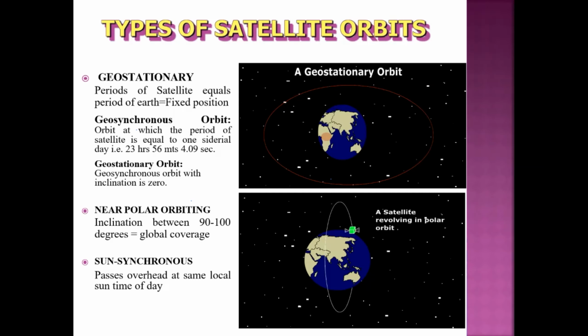In a geostationary satellite, the period of the satellite is equal to the period of the Earth. So that is why it seems to be at a fixed position. It is an orbit in which the period of the satellite is equal to one sidereal day, that is 23 hours 56 minutes 4.09 seconds. This is the accurate value, and overall we say 24 hours in a day. So that is the geostationary type.